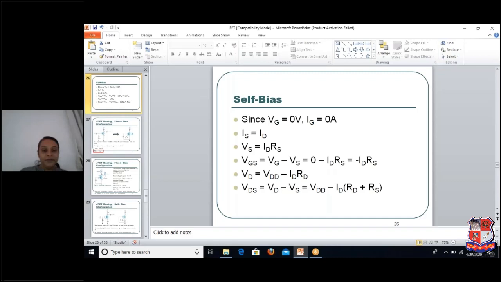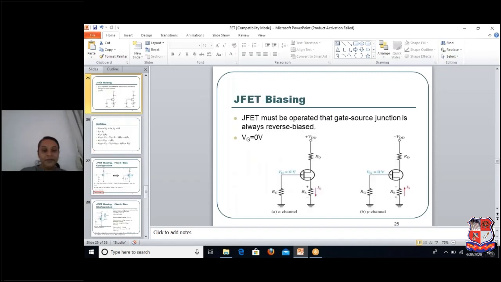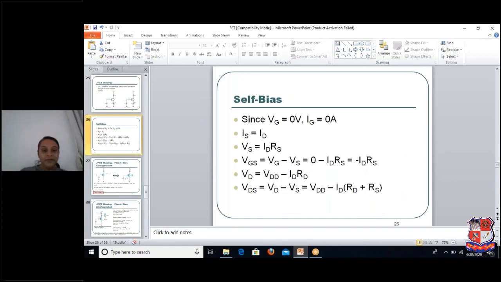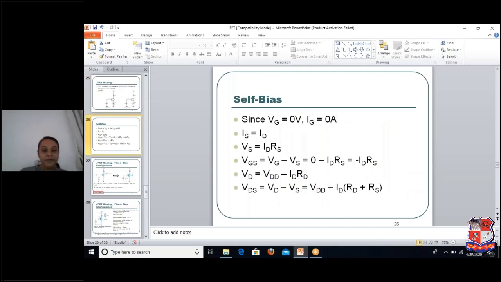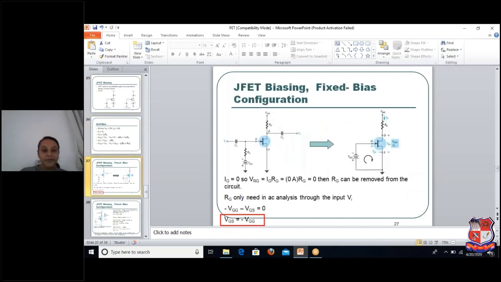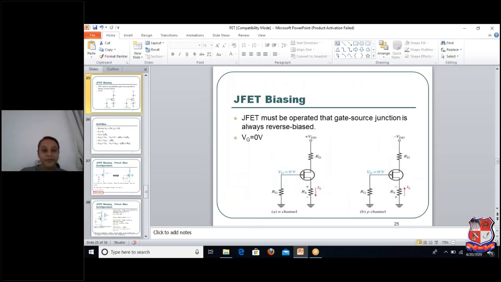What happened? IG equal to 0. Your IS equal to ID, because here it is 0, so whatever is here will go into IS, right? So here we apply Kirchhoff's voltage law in VGS. So VGS equal to, what is VGS? VGS equal to VG minus VS.